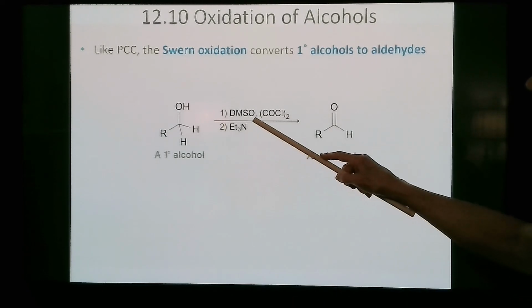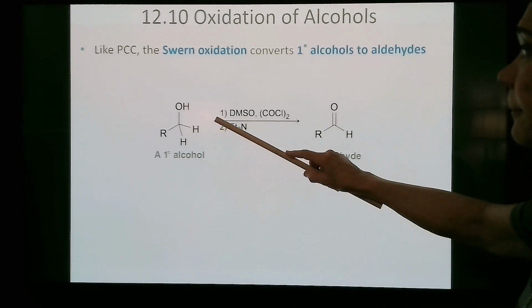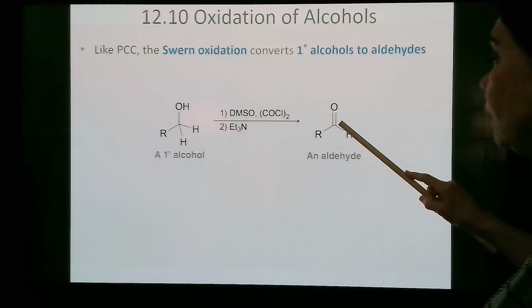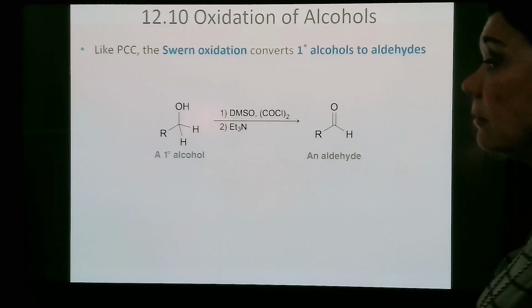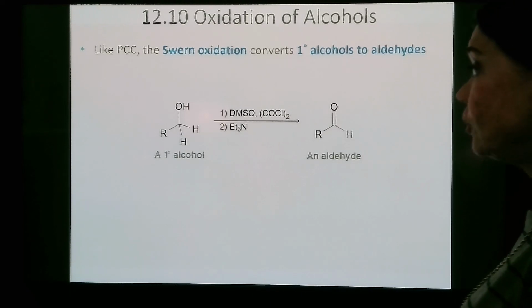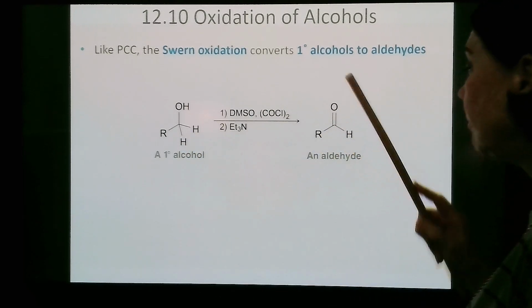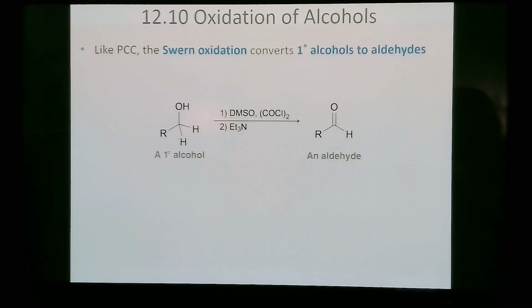The Swern oxidation also converts primary alcohols to the aldehyde. Now, as I said earlier, it's a very mild oxidation, and so it stops at the aldehyde. It does not go on to the carboxylic acid.